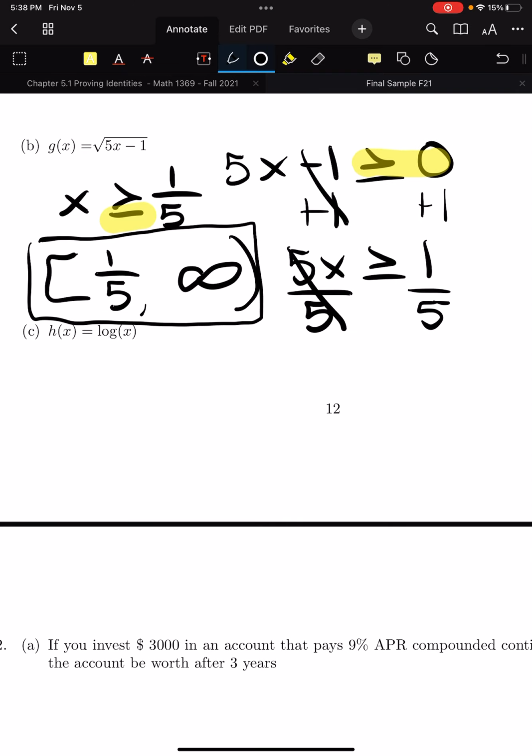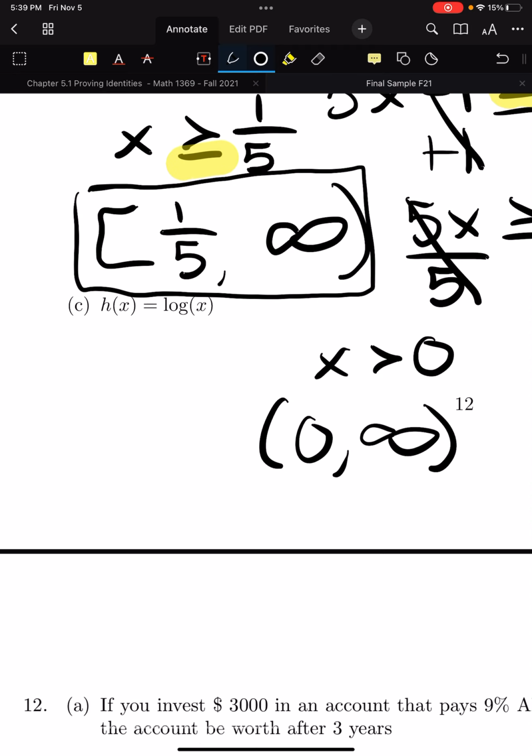And then the last one is a log function. You know that x has to be greater than 0. So it's just 0 to infinity. You don't really have to do any math on this because it's just x.